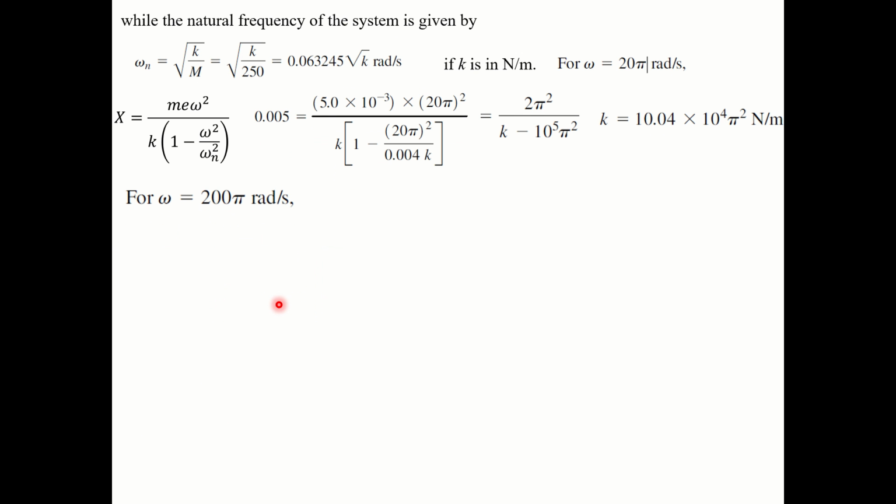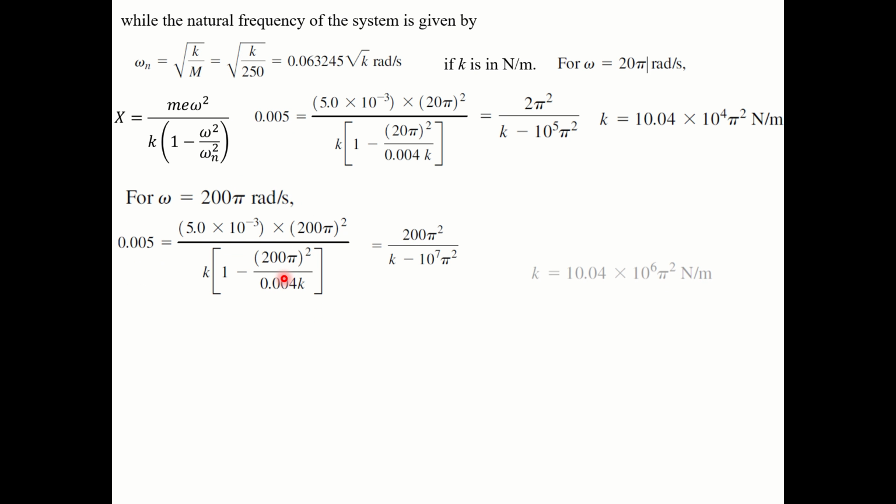Now here, instead of 20 you put 200. Same formula, you have to put 200 instead of 20. So only this changed, the rest everything will remain the same. Now find the value of k. The k value is 10.04 into 10 raised to 6 pi square. Here it was 10 raised to 4, here it is 10 raised to 6. This is the stiffness of the system.